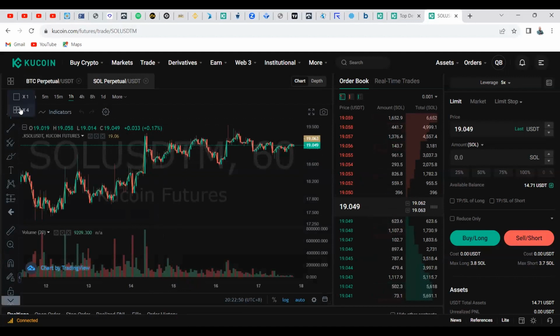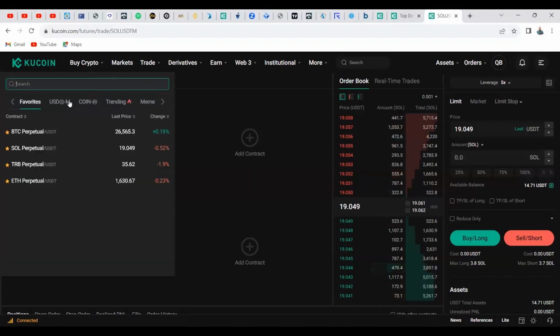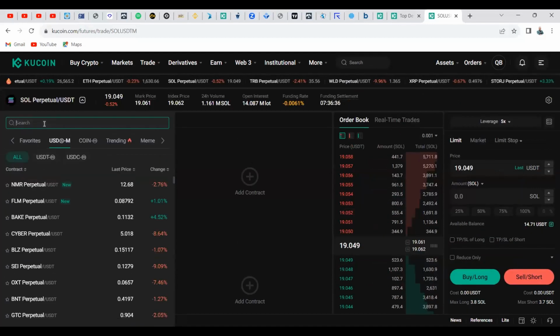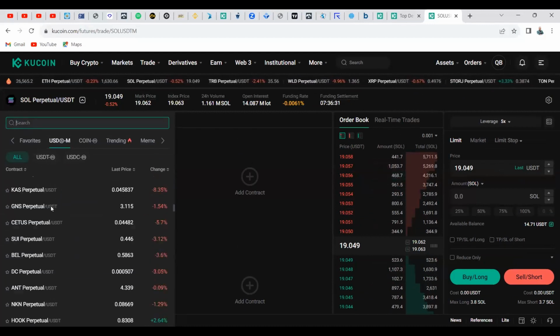The most beautiful thing about this is that if you click on these 4 boxes, I can actually view 4 contracts, which is absolutely beautiful. I can view Solana, and maybe I can add a contract. And remember, what we want to select is USDⓈ-M futures, not Coin-M futures. That is a training I'm going to do for another day, but USDⓈ-M futures is what you essentially want to create. You can either search or select these ones over here, depending on which one you want to trade.